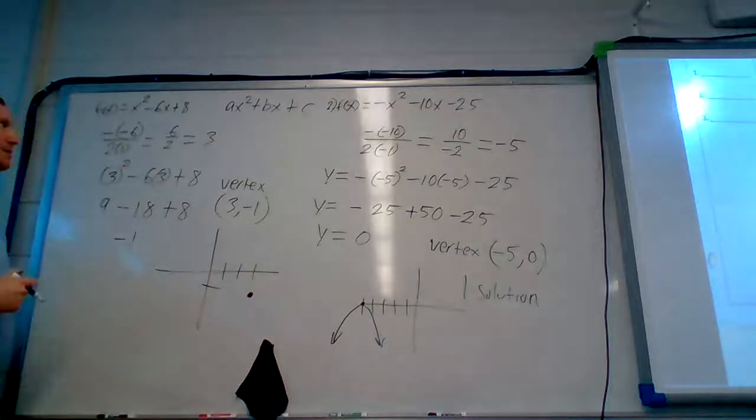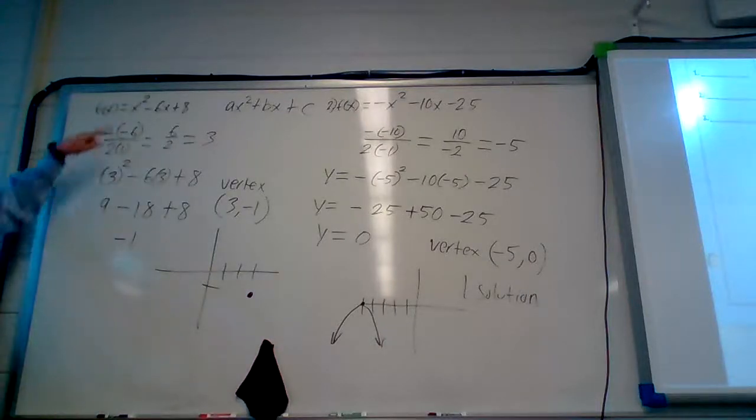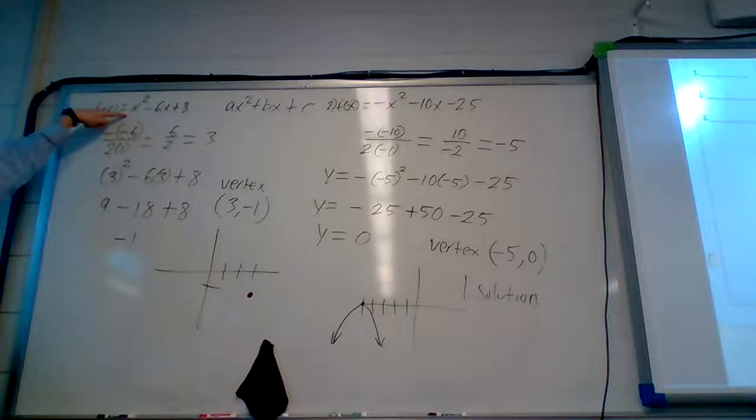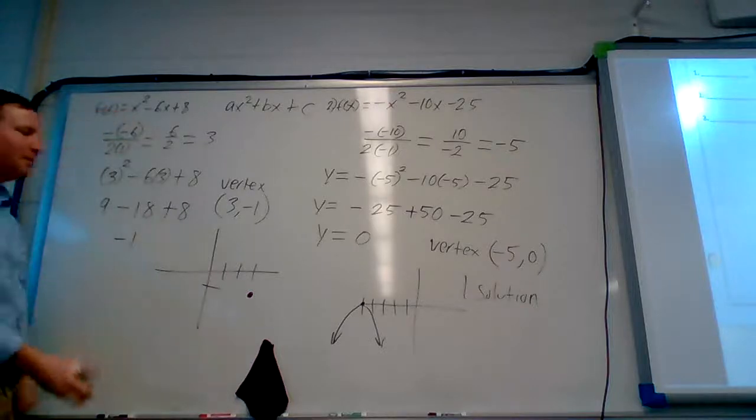1, 2, 3, down 1. So there's our vertex. Do we open up or open down? What's our A value? It's positive, so we're going to open up on this one.